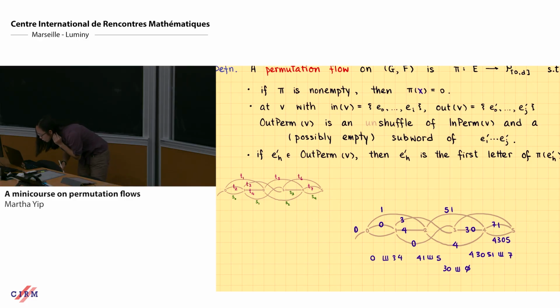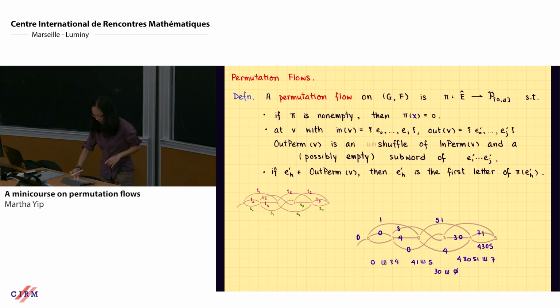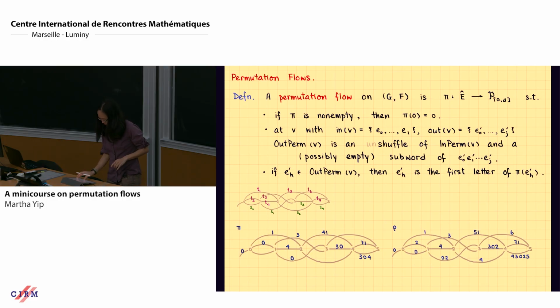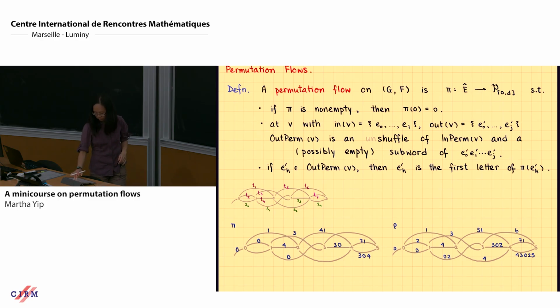I did make a mistake. Hold on. It's okay. I made a mistake in the sense that this doesn't fit what comes next, but that's okay. But this is a valid permutation flow. I just looked at the wrong diagram. What I meant to construct, I just added an extra 5 by accident. What I meant to construct was this guy. But here's another example. I'll just let you stare at it for a second.